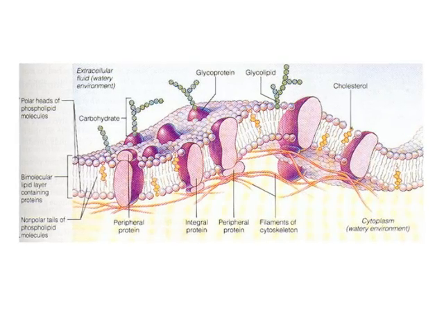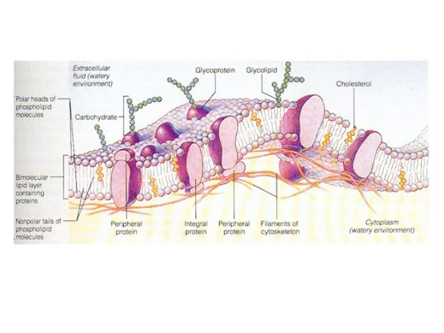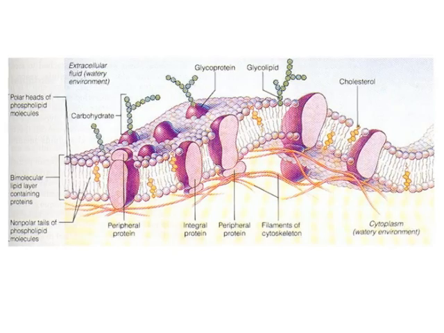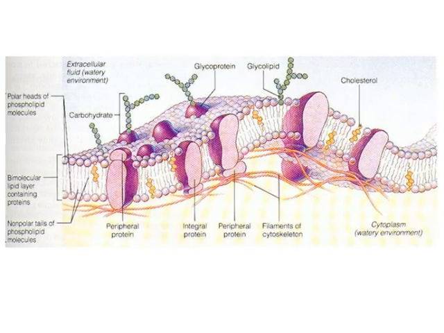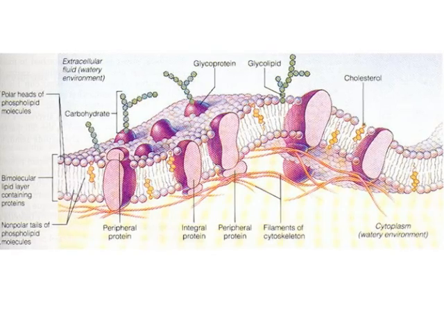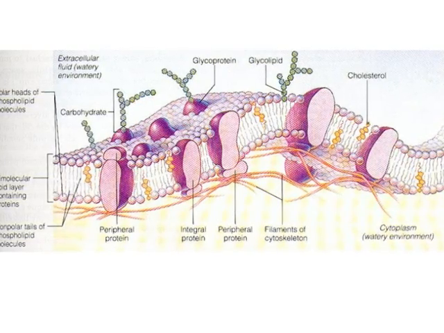Inside the lipid bilayer are also molecules such as carbohydrates, cholesterol, and glycoproteins and glycolipids. Also in the cell membrane are peripheral proteins and integral proteins. The integral proteins go all the way through the membrane, while the peripheral proteins only stay on one side of the membrane.